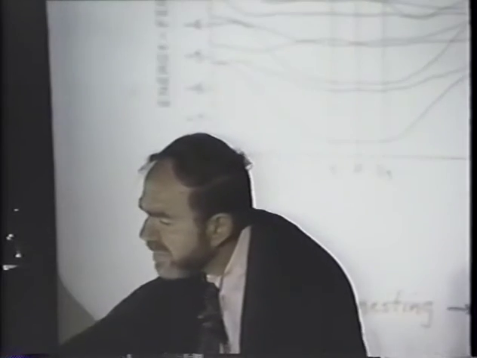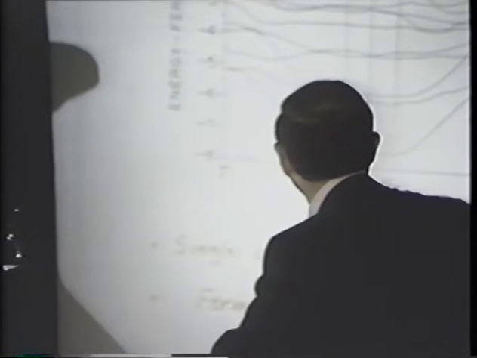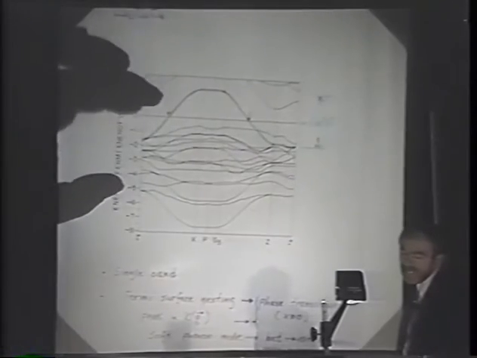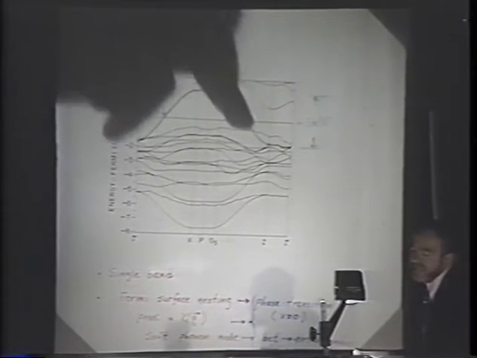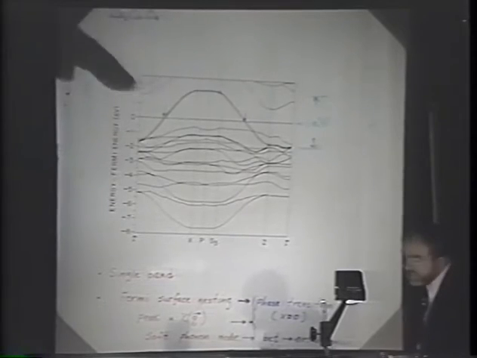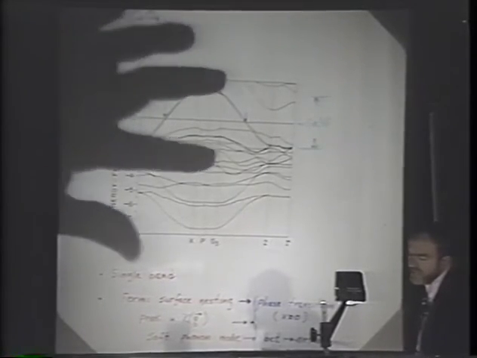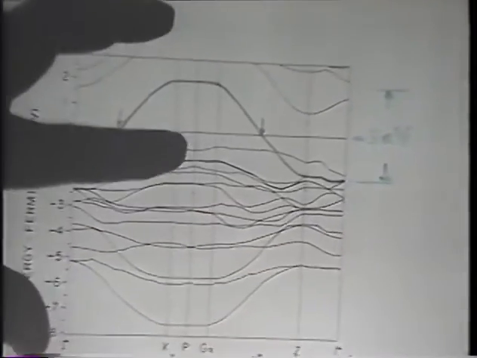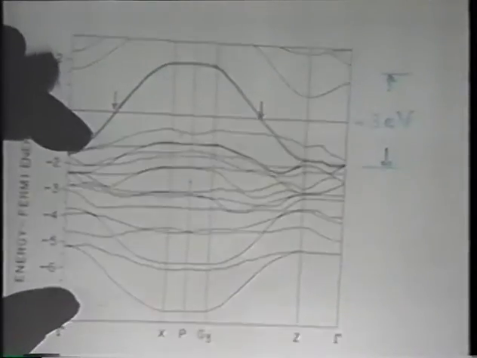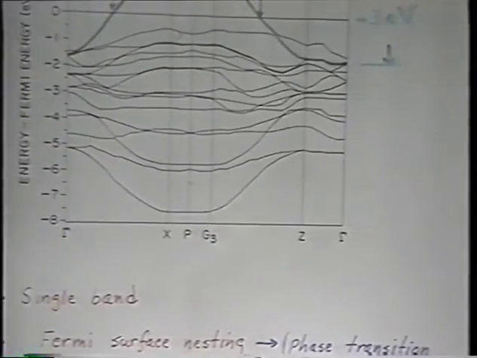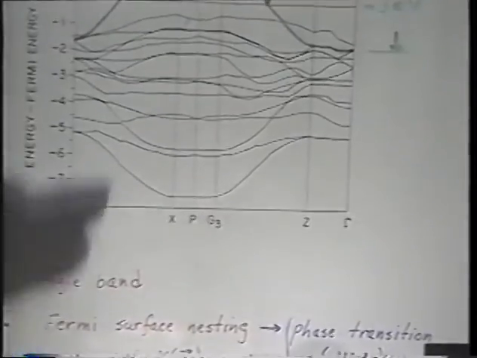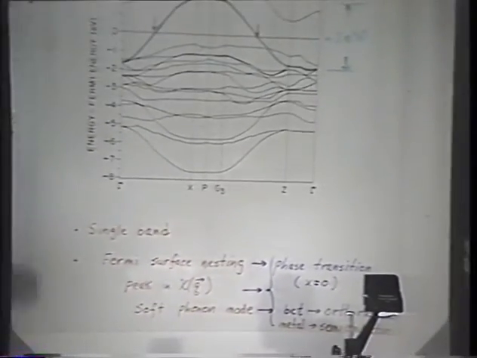To begin with, here's the band structure that you heard about for lanthanum copper oxide. What you see at the arrows, well, first of all, there's a single band crosses the Fermi energy. This is a copper oxygen band. Its width is 3 volts. It's very substantial. The overall width of the band is 9 volts. There's considerable Fermi surface nesting indicated by the arrows.